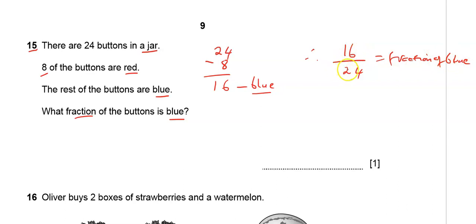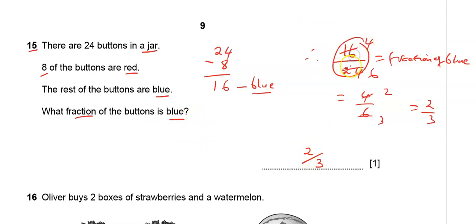Of course, you can simplify this as 4 is common to 16 and 24. So 16 divided by 4 gives us 4. 24 divided by 4 gives us 6. This gives us 4 over 6. This can be simplified further. Divide by 2, get 2, divide by 2, get 3. So the fraction is 2 upon 3. Of course, you don't have to give it in simpler form. You can still give it as 16 over 24.